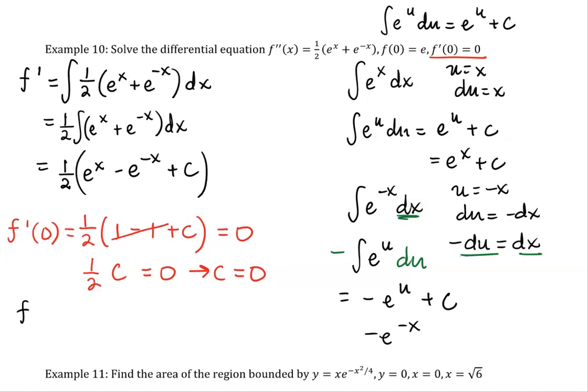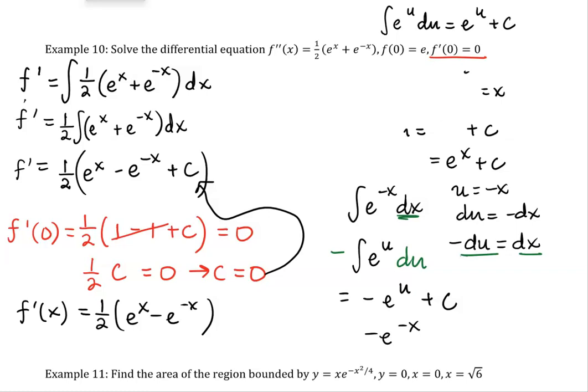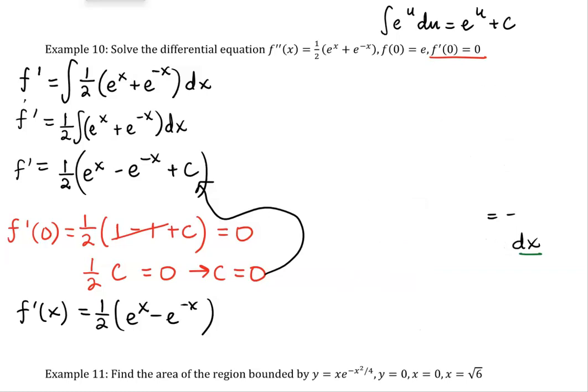So we do now know that f prime of x, the first derivative, is 1/2 e to the x minus e to the negative x. So I put in this value for c right there. Remember, all of this was f prime. So now that we have our first derivative, I'm now going to integrate that again to give us our original function.